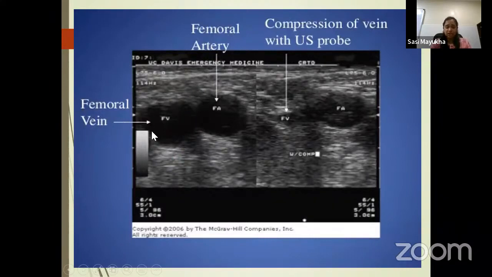As I was telling you earlier, the femoral vein will be compressible. When you try to compress, the femoral vein is getting compressed. Here you can see in this picture. So this is how you can differentiate. Otherwise, you can use a color Doppler also to differentiate between the femoral vein and the femoral artery.